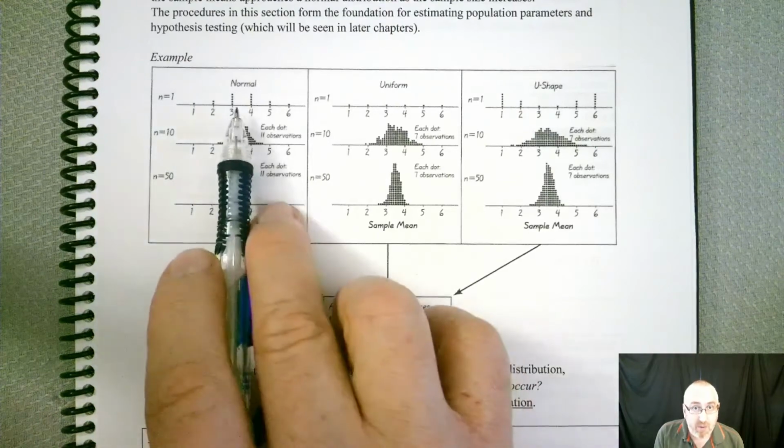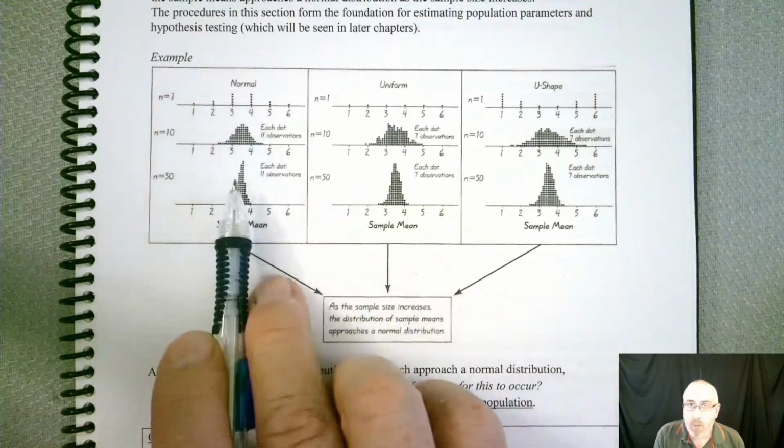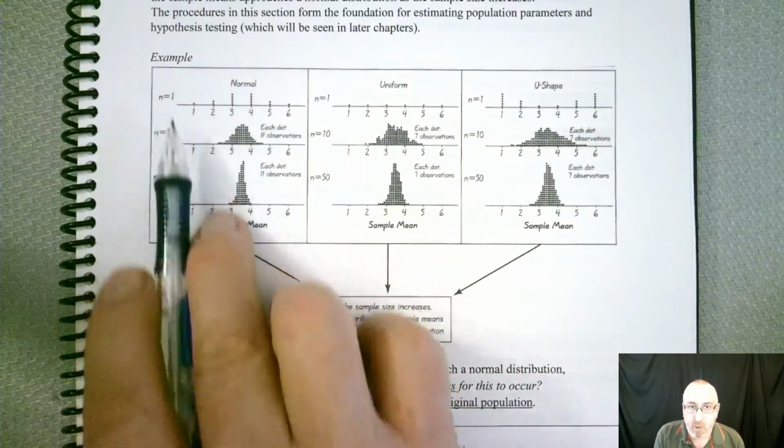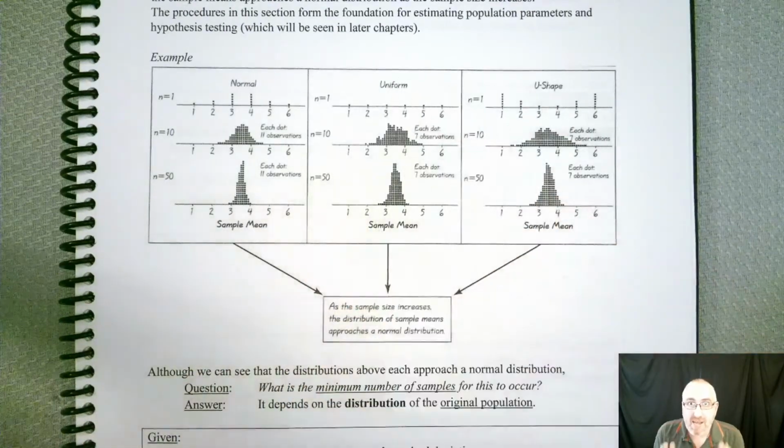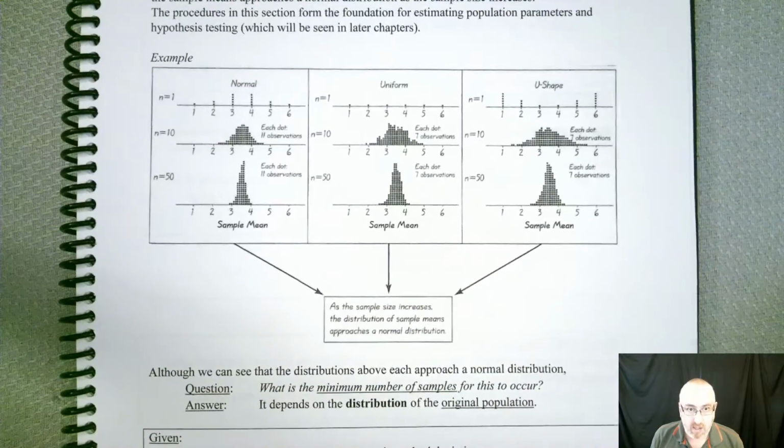And for the reasons we just set up above, that's going to be important. If it's normal to start with, it's always going to be normal. It doesn't matter what n is. It's only when the population is not normal that we need that specific cutoff of what value of n it's finally going to be normal. So let's take a look at those two cases.